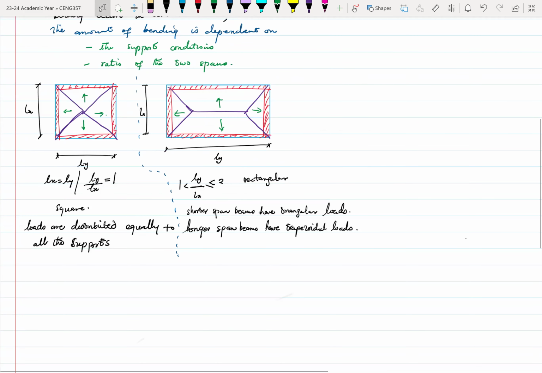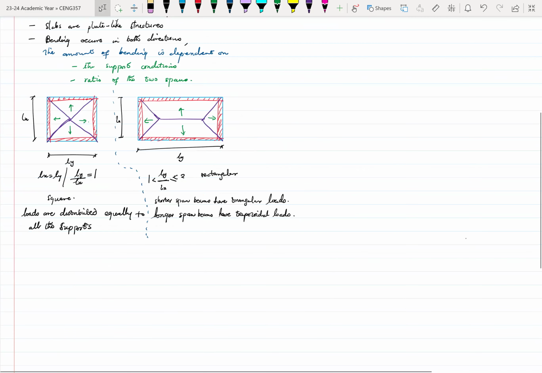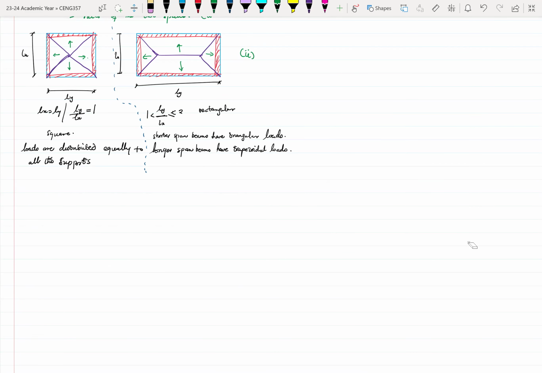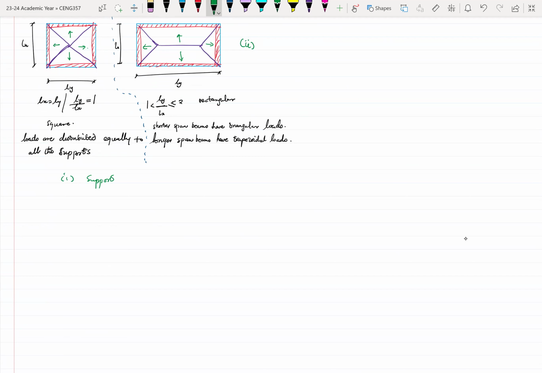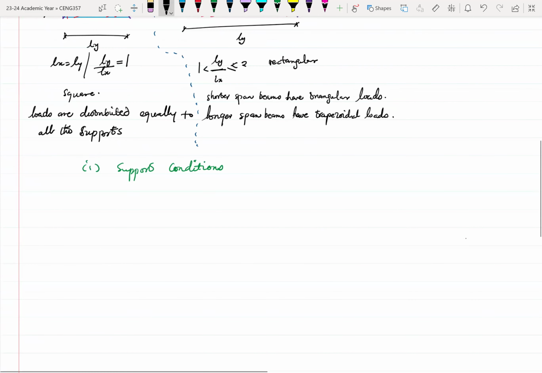The other thing, so this is for lesson, let me call this one maybe. So basically what I've talked about is the ratio. And for the next one, it has to do with the support conditions. Let me just put over here support conditions again. What this simply means is that just like in the case of when we had beams, sorry, slabs that were spanning, whether they were simply supported or continuous, we also have the same thing with two-way spanning slabs.